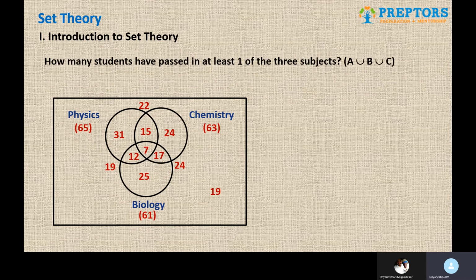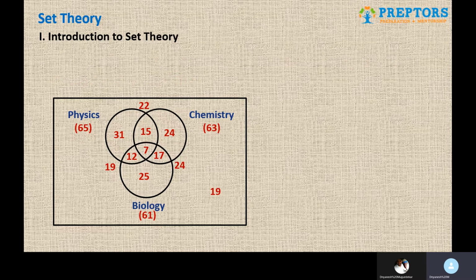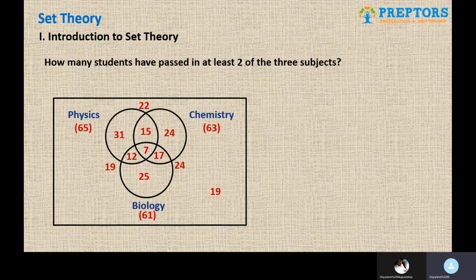The first question, look at the language again. How many students have passed in at least one subject? At least one is always minimum one, which also in a way means one or more than one. Obviously you need to add all the values inside the circles, which we had already done, which gave us the answer as 131. The other way to look at this would have been to take the total and subtract those failing in all 3, which is 150 minus 19. So the remaining 131 would have passed in minimum one subject for sure. Second question, how many students have passed in at least 2 of the 3 subjects?